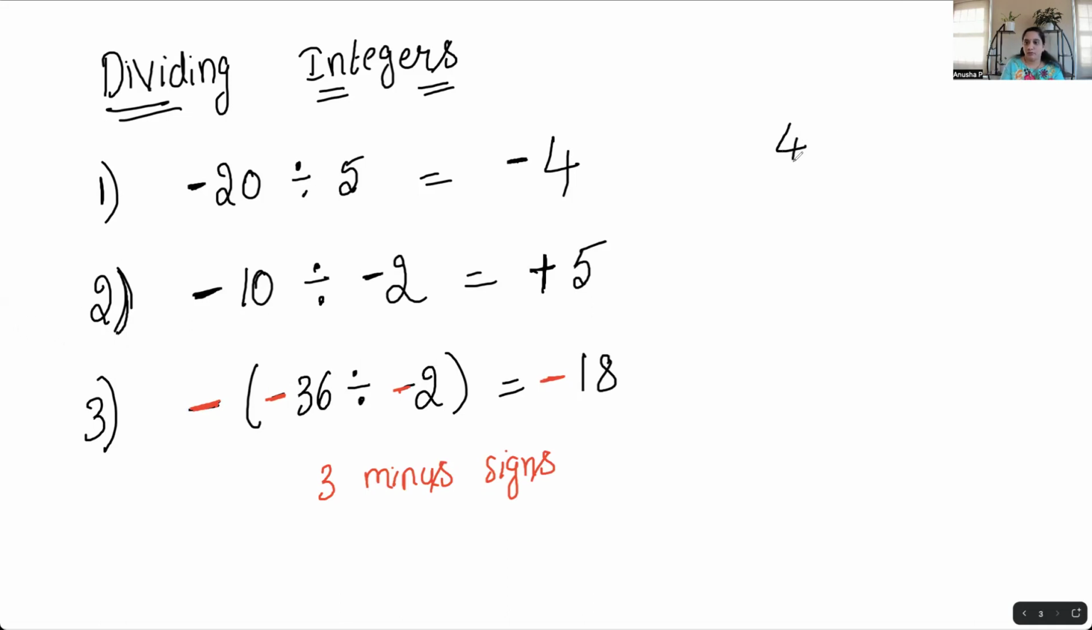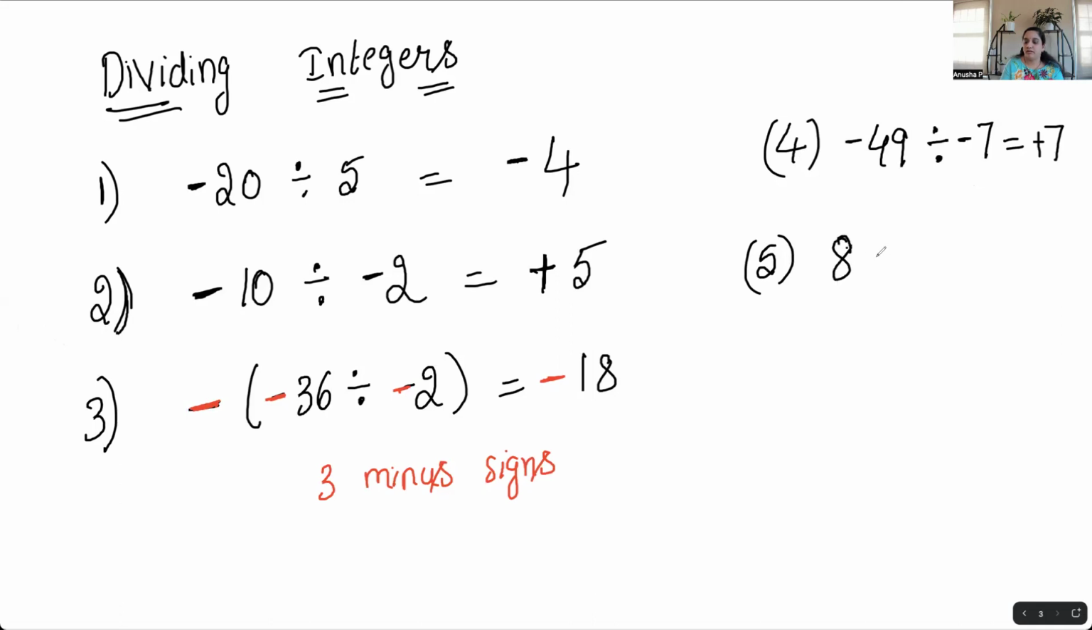Let me do a few more examples, like minus 49 divided by minus 7. So 49 divided by 7 is 7. And we have two negative signs. We have an even number of negative signs. So the answer will be plus 7.